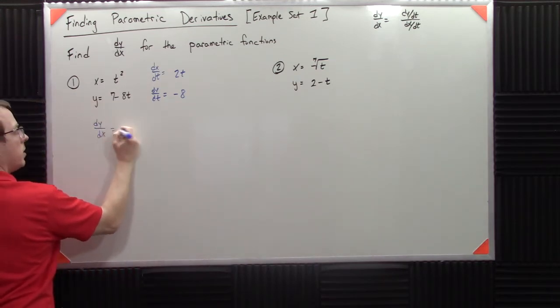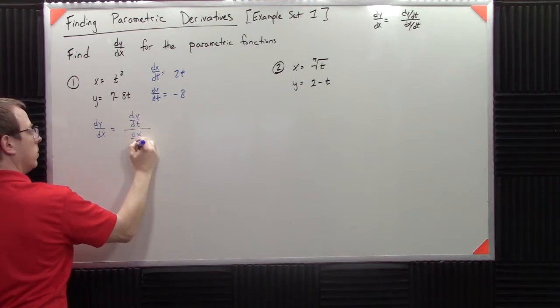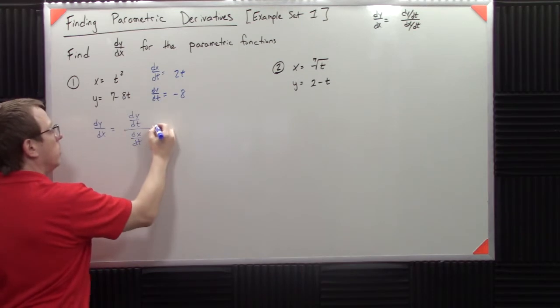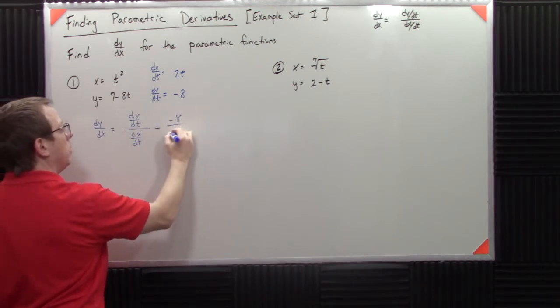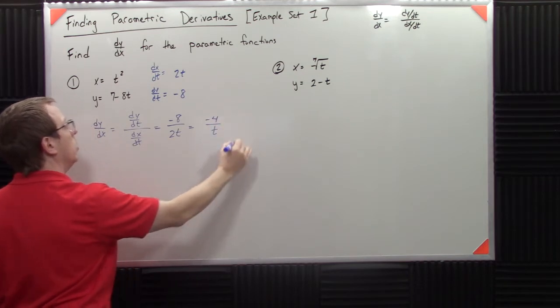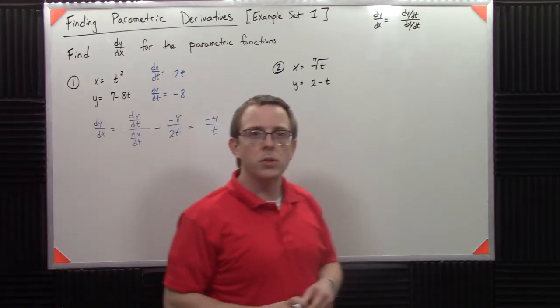dy/dx is dy/dt divided by dx/dt. So that gets me negative 8 over 2t, or negative 4 over t. And so that's really all you need to do here.